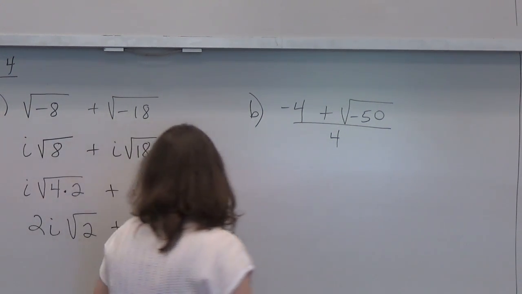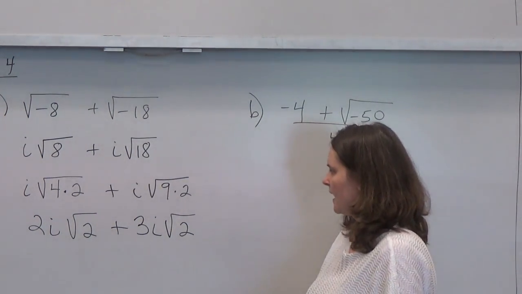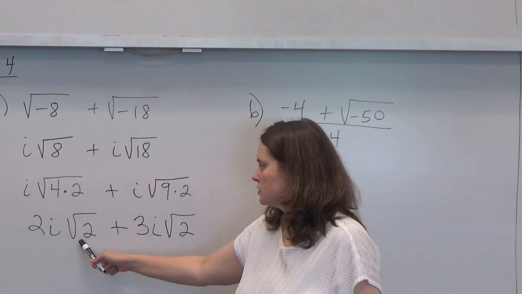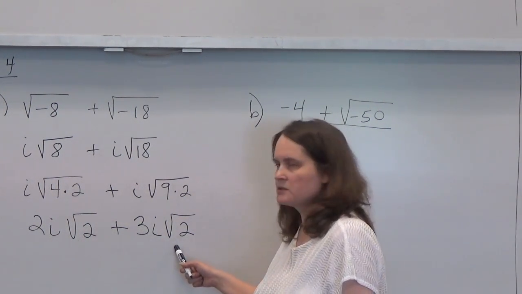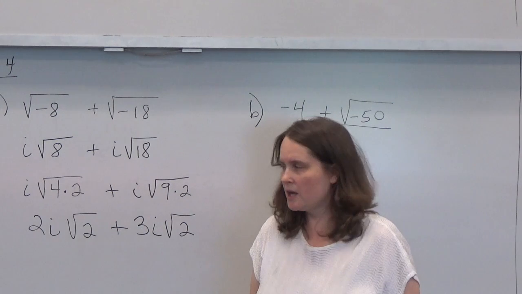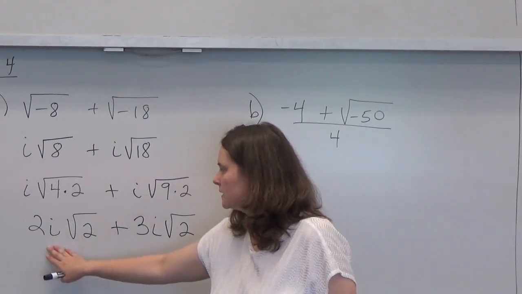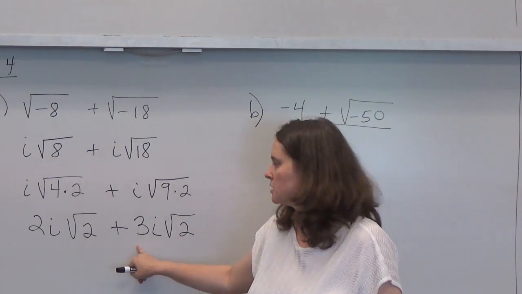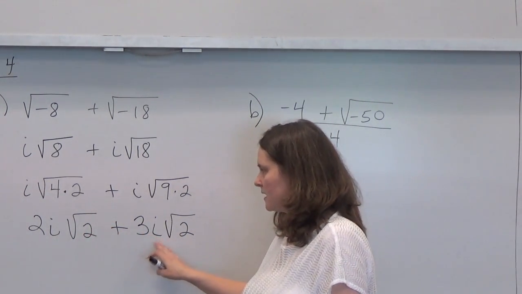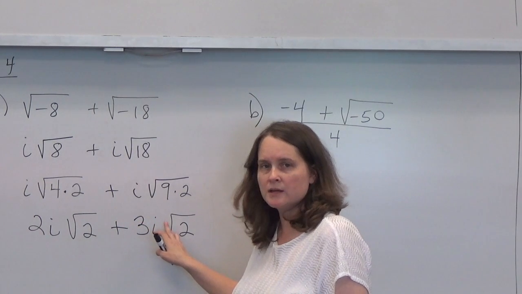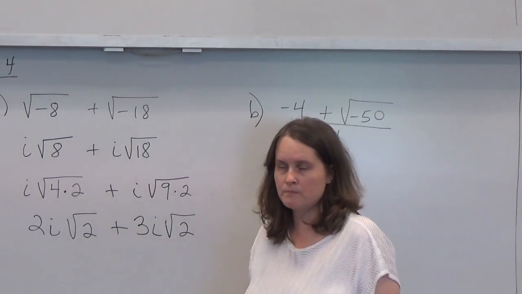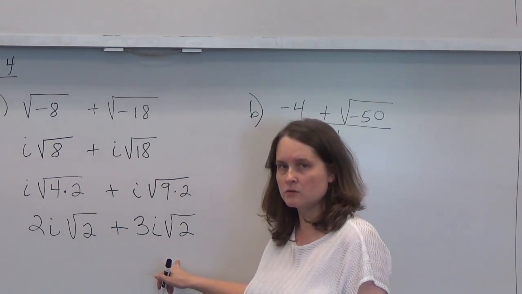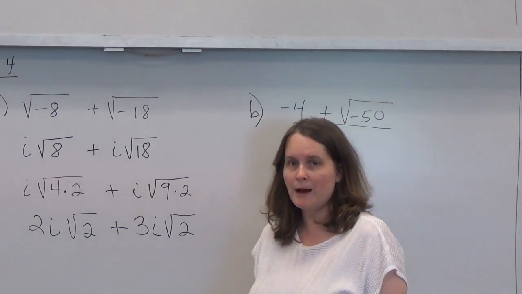All right, now, anytime you do a problem like this, it's important to ask yourself if you're left with like terms. Is 2i square root 2 a like term with 3i square root 2? The answer is yes. The only thing that's different between these two terms is the number in the front, which we call the numerical coefficient. The i is exactly the same. They're both a square root as opposed to a cube root or some other index. And they both have the exact same thing on the inside of the radical. So they are like terms, and they can be combined.